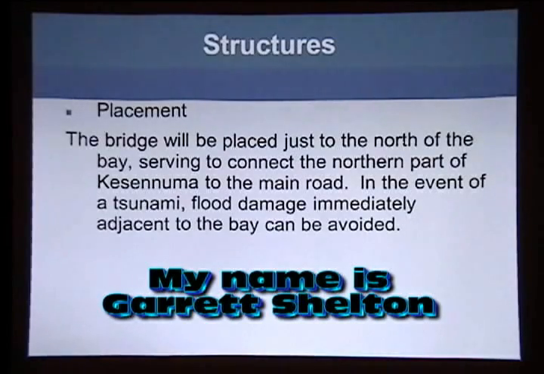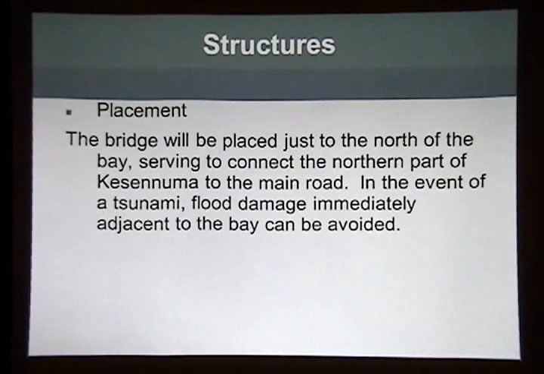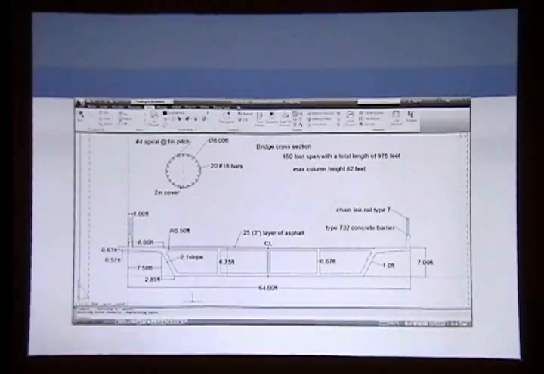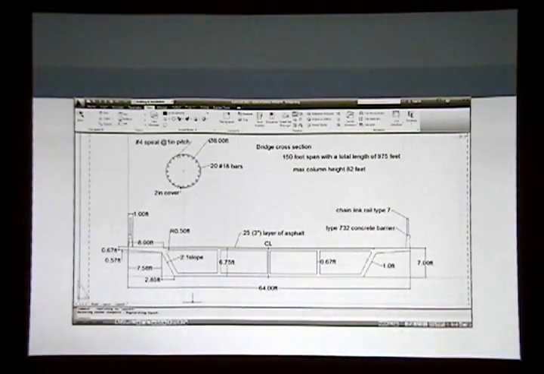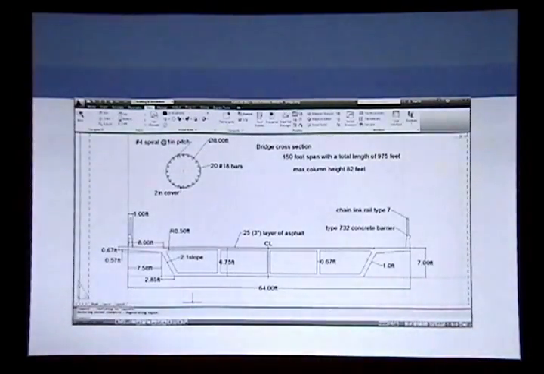The bridge will be placed just north of the bay, and it'll connect the main road leading into Kesennuma with the northern part of the harbor, since if there's a flood event, access through the road will be impossible. I used the Caltrans bridge manual to design the bridge, and it's a typical cross section of a reinforced concrete bridge with extended sidewalks for larger pedestrian traffic.